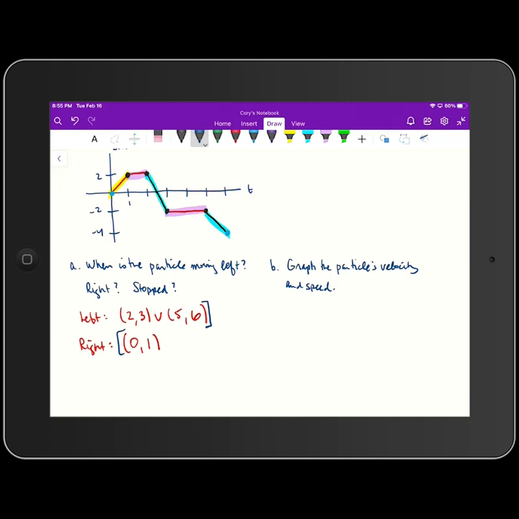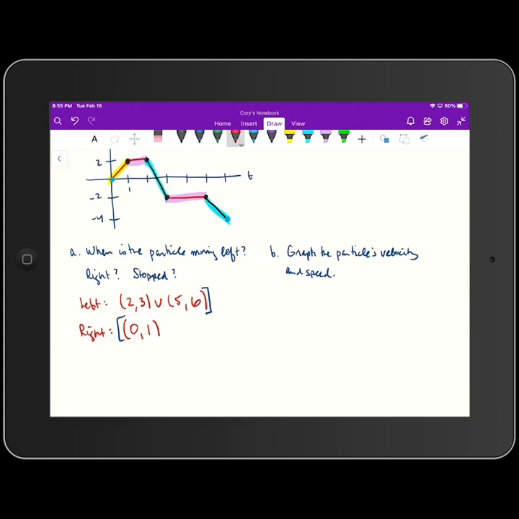And then our particle is still when the slope or the velocity is equal to 0. Okay, so our particle is still where the velocity or the slope is 0, which occurs on the interval from 1 to 2, and also on the interval from 3 to 5.